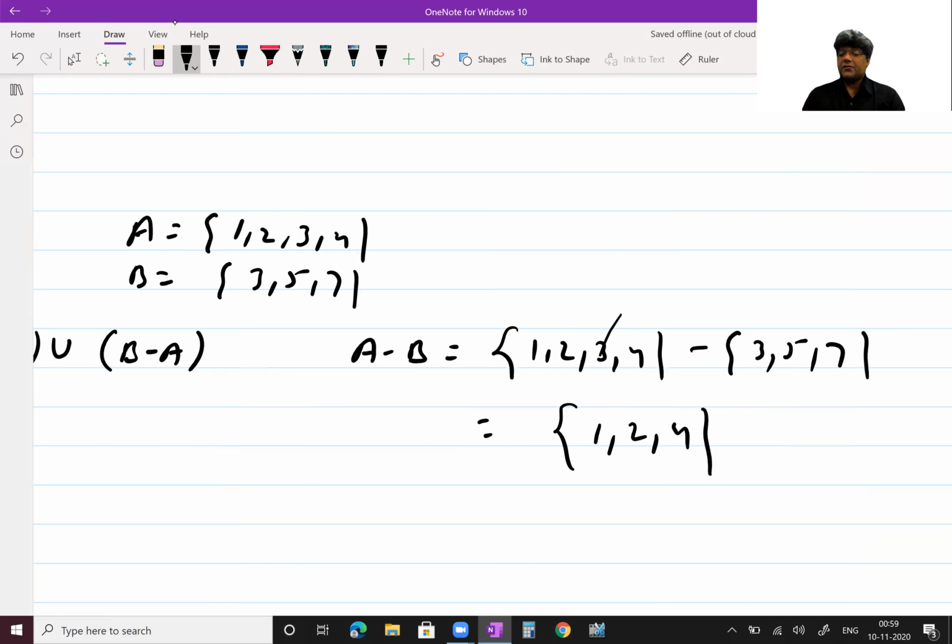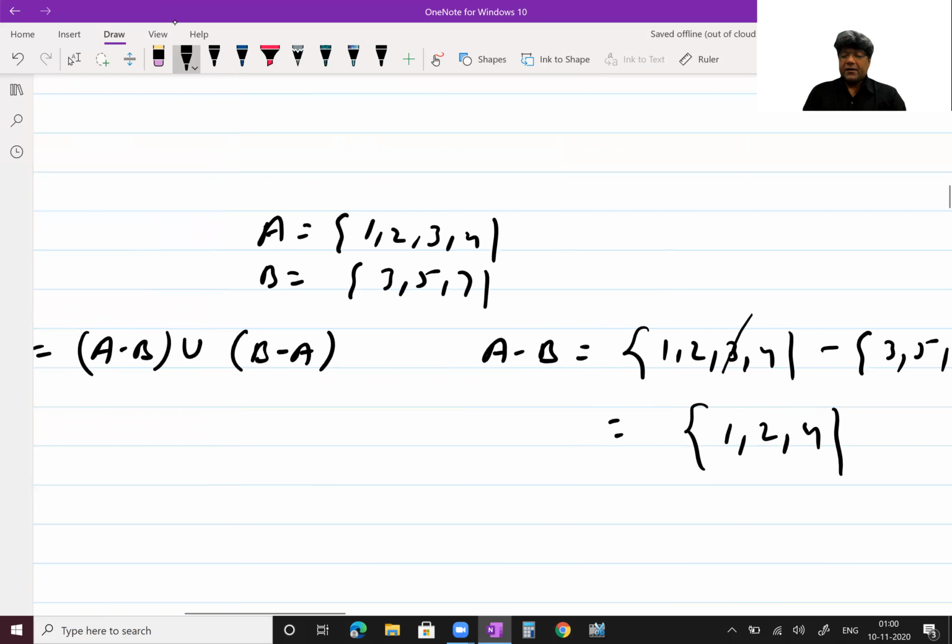Sir, what about this 5 and 7? No. You are to write down the elements remaining from A after deleting the common elements to both. That is A minus B.